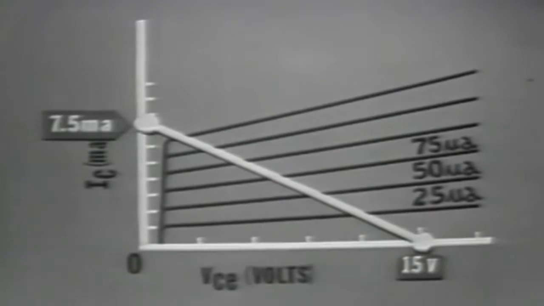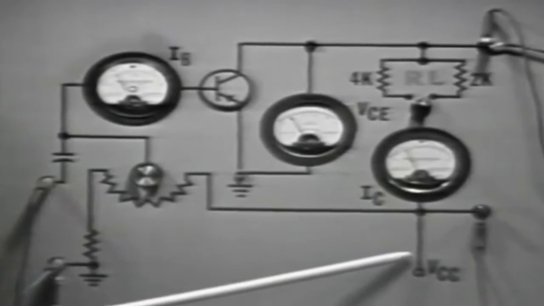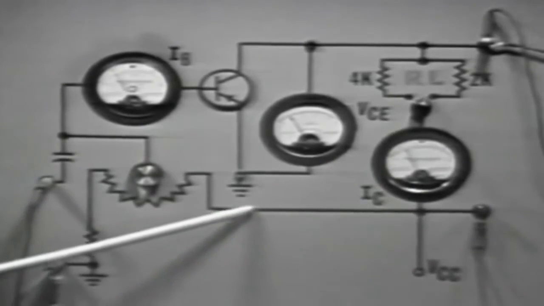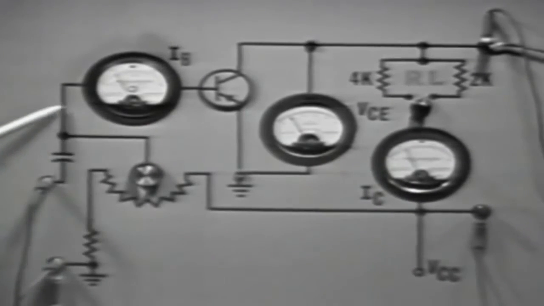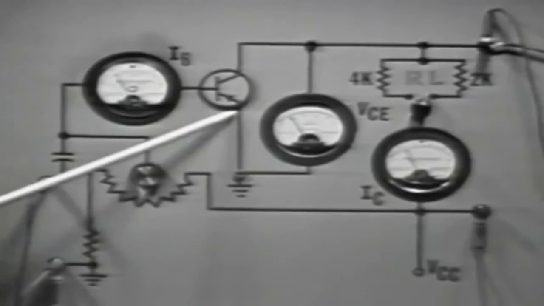Having constructed the load line, the next thing we need is that point on the load line that represents the circuit conditions prior to an input signal. This is called an operating point. The transistor's base current is going to determine the operating point. So let's first identify the base current path. Base current has a path from VCC through this variable resistor to a base current meter to a base to emitter resistance of 4K ohm to ground.